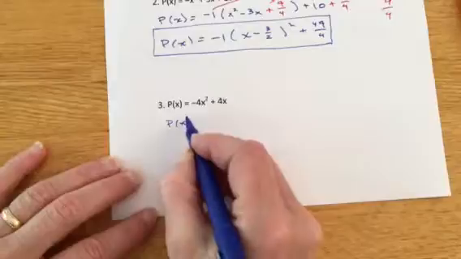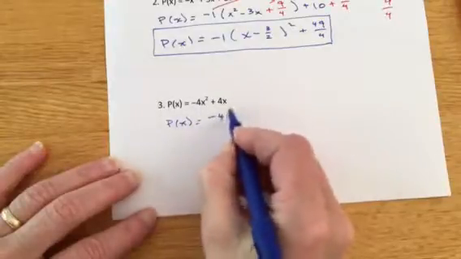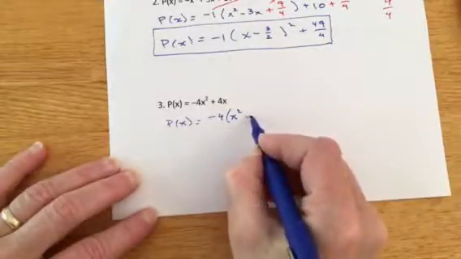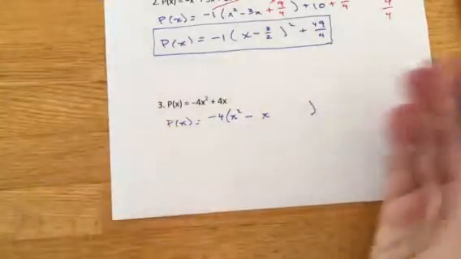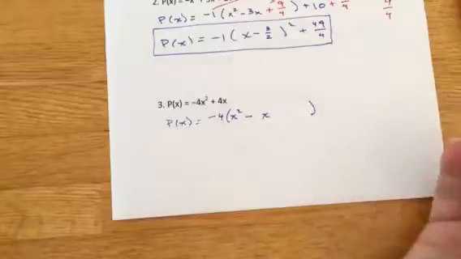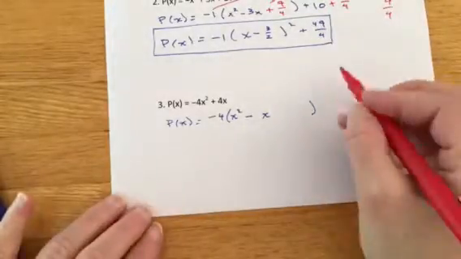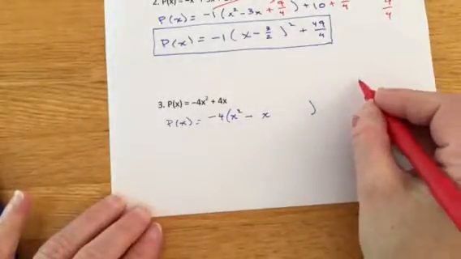So we have p of x. You want to take out that negative 4, so it leaves you with x squared minus x. Again, be a little bit careful about your signs here. And that's it. There's no constant term to ignore. Okay, so nothing's changed yet. Again, our coefficient is a 1.